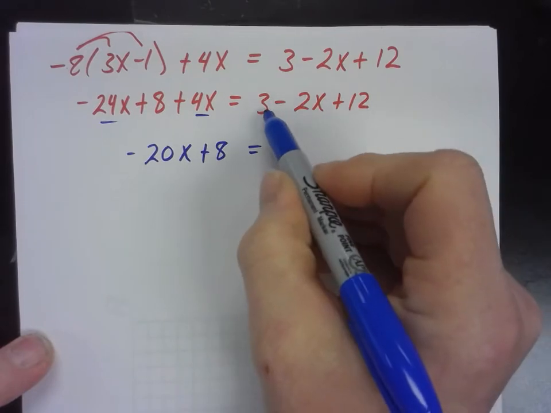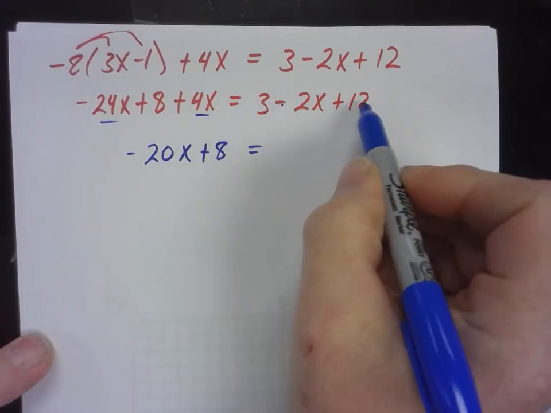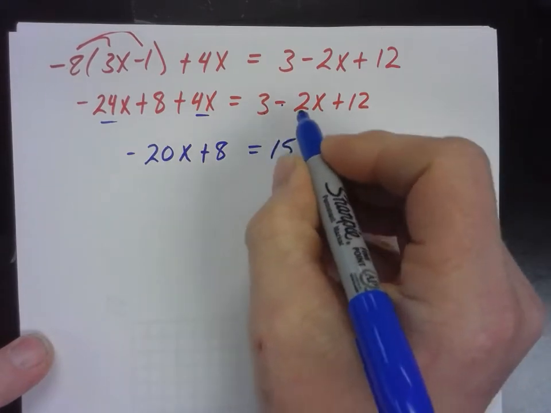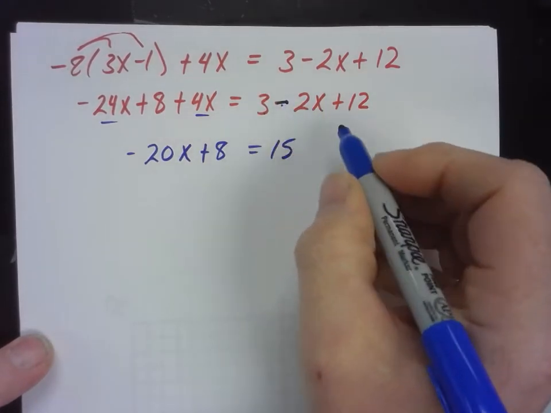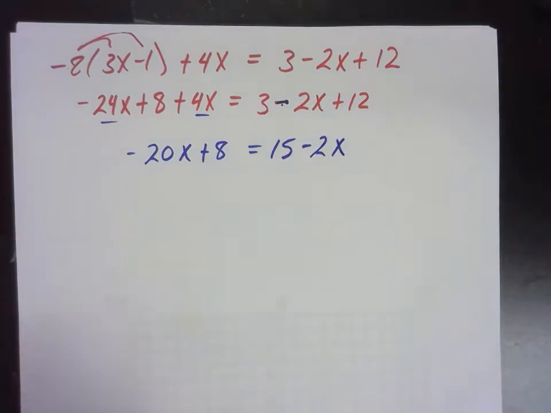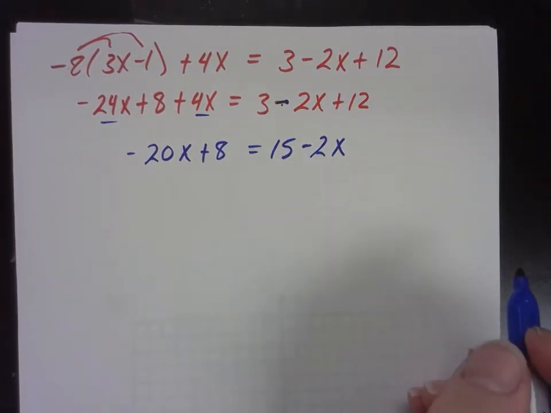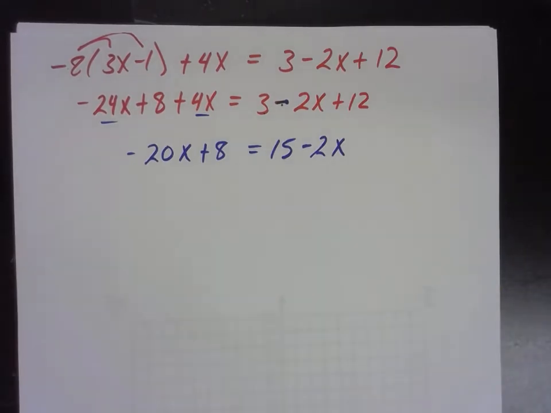And over here, is this 3 subtract 12 or a positive 3 and a positive 12? Yeah, what's the subtraction symbol for? Yeah, it's only for that 2x. It has nothing to do with the 12, does it?